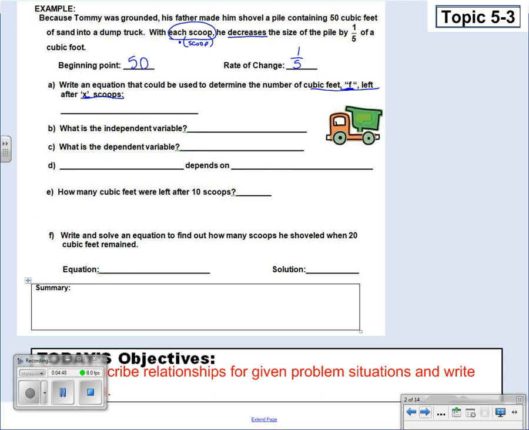It turns out that F, the cubic feet left, depends on the number of scoops. So our cubic feet is our output. That's what we have left. And our scoops is our input. I'm putting an I underneath. So if F is our output, it is outside the equation, outside the equal sign, all by itself.